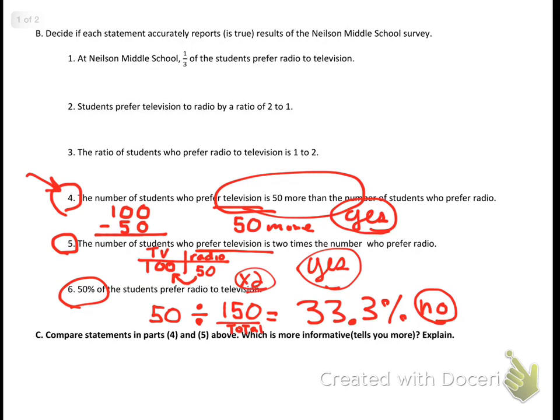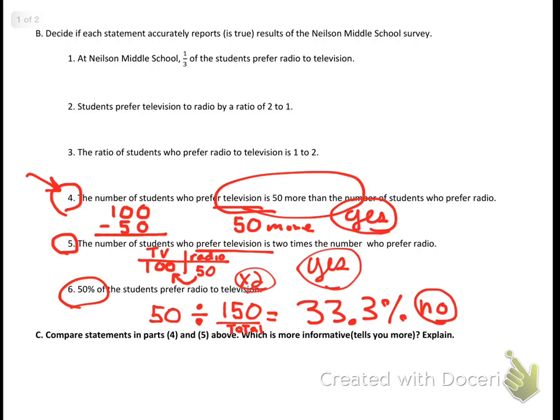I could have, sure, we know because we've seen the data that 100 kids like TV, 50 kids like radio, but it could have just as easily been like 1,050,000 kids like television and 1,000,000 kids like radio. We don't know if that 50 is a big part of the whole or a small part of the whole. But if I tell you that twice as many kids like television, well, that's a big number. Let's say 3 kids like radio. I know 6 kids like TV. Let's say 10 kids like radio. I know 20 kids like TV.